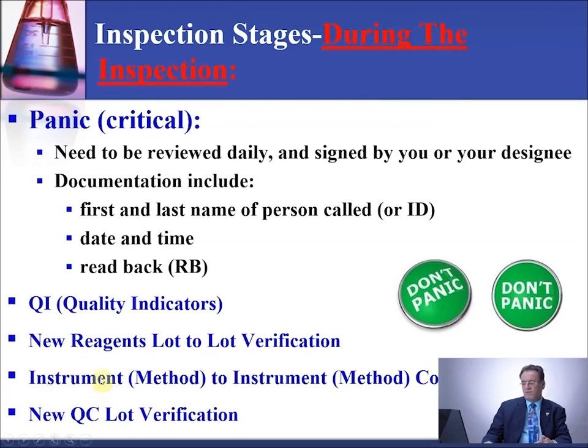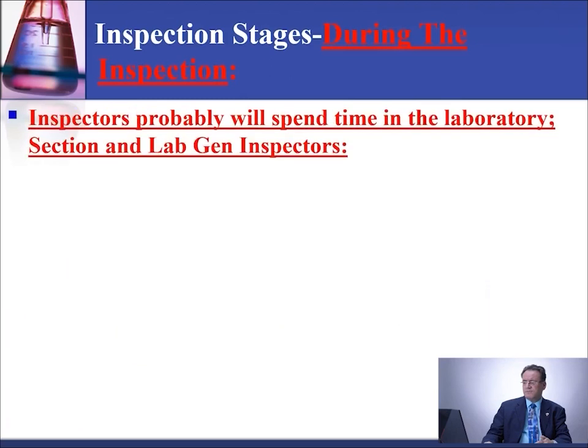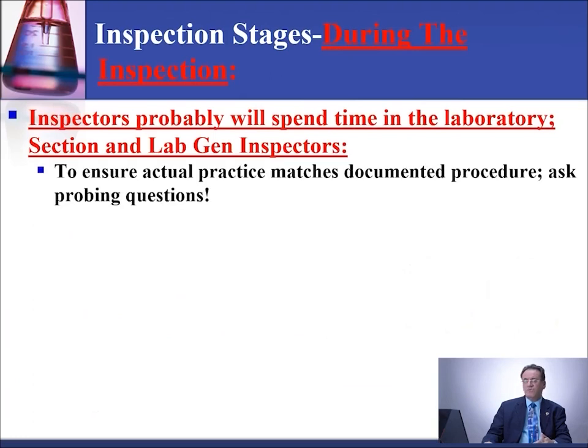Okay. For a new reagent lot-to-lot verification, you need to do, as applicable, instrument to instrument or method to method comparison. If you have more than 1 instrument that you are doing the same test on, you need to compare twice per year. A new QC lot verification, they will also be looking for that. The inspector will probably spend time in your laboratory section, and you could also be visited by the lab gen inspector, okay, who will be checking on safety and safety issues in different sections.